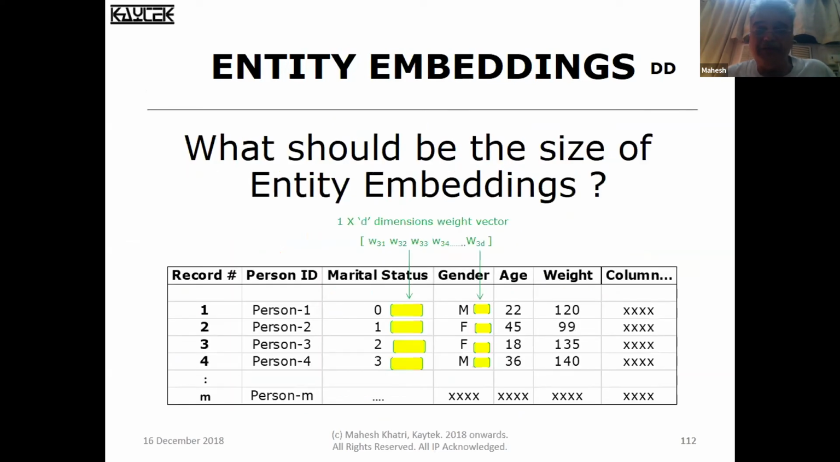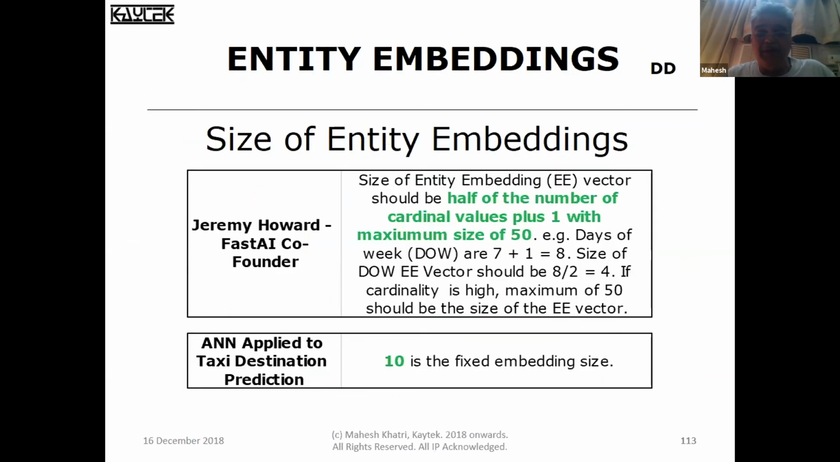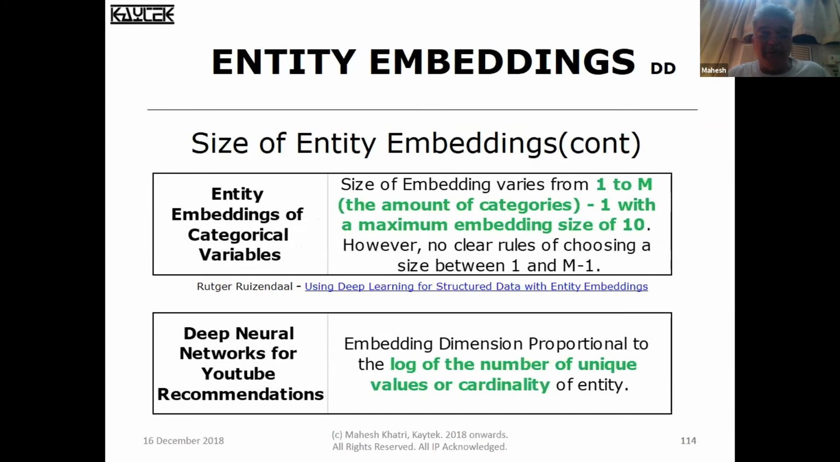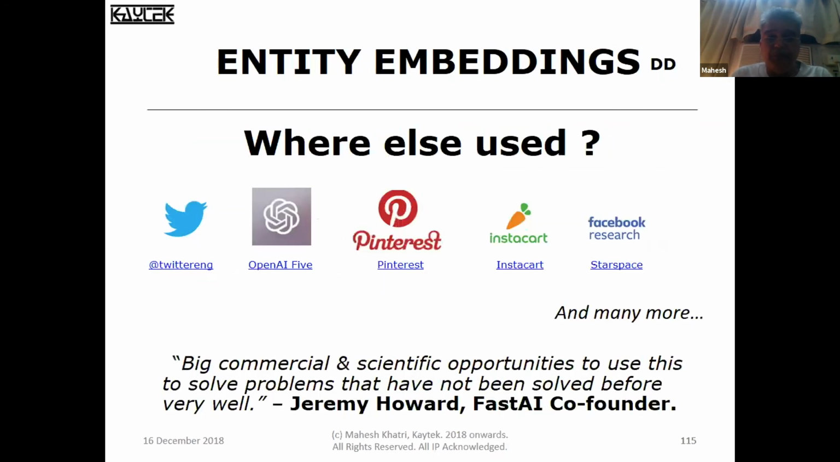This was a question which somebody asked: what should be the size of the entity embeddings? This is what Jeremy Howard says: it should be half the number of values plus 1, with a maximum of 50. In the taxi destination paper, 10 was the size used. In the YouTube paper, they talk about it being proportional to the log of the number of unique values, or cardinality, of the entity. It's used in almost most of the organizations, and Jeremy feels that it has huge opportunities to solve problems which have not been solved before.